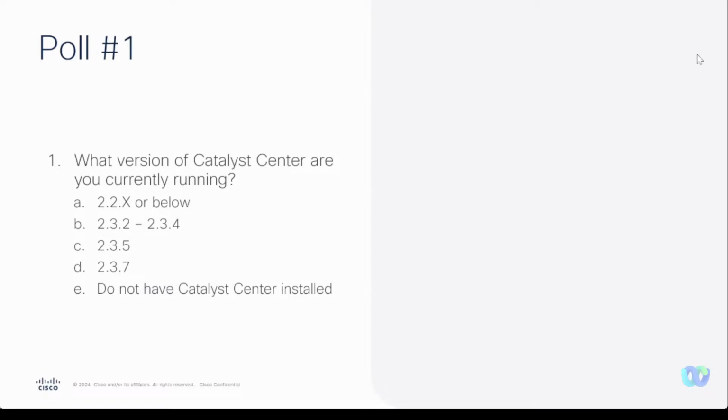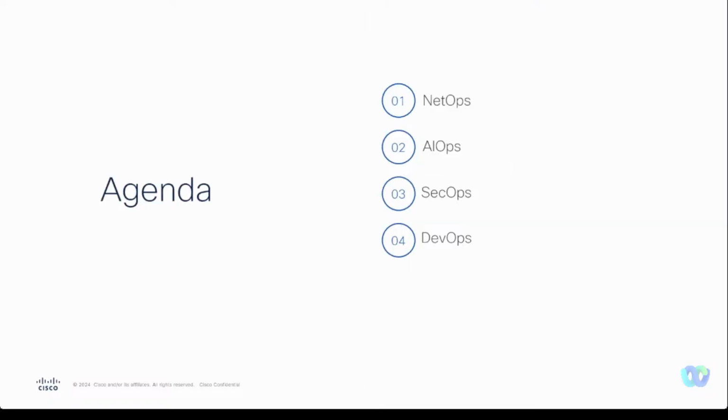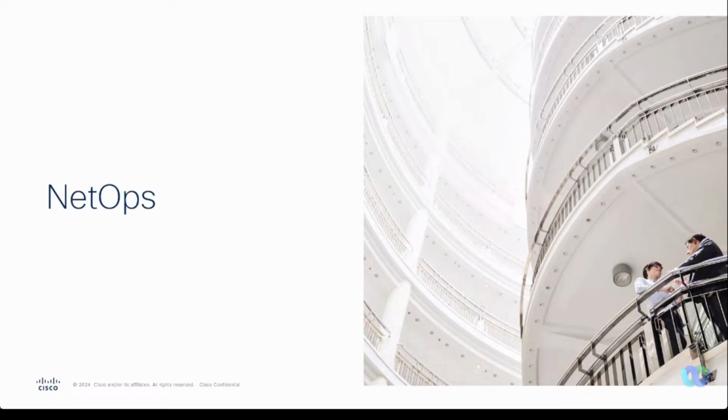All right, so let's move on. Like we said, it looks like the vast preponderance of people in this session are running 2.3.7 as we speak. So let's talk about some of the things that 2.3.7 is going to bring to the picture. We're going to talk about this from 4 different personas: the NetOps, AI Ops, Security Ops, and DevOps. That's how we're going to break down these features so we can discuss them depending on what persona you're approaching using your Catalyst Center from. All right, so first is NetOps.